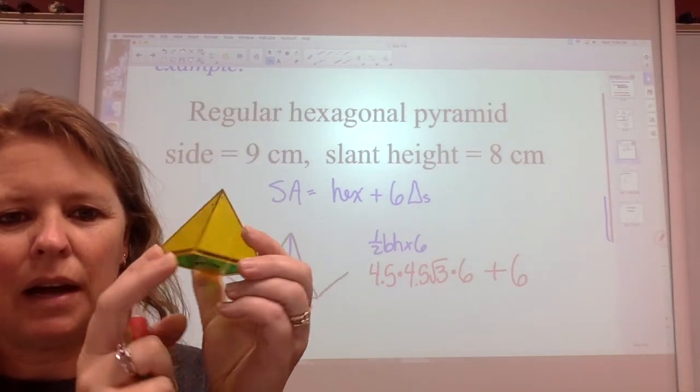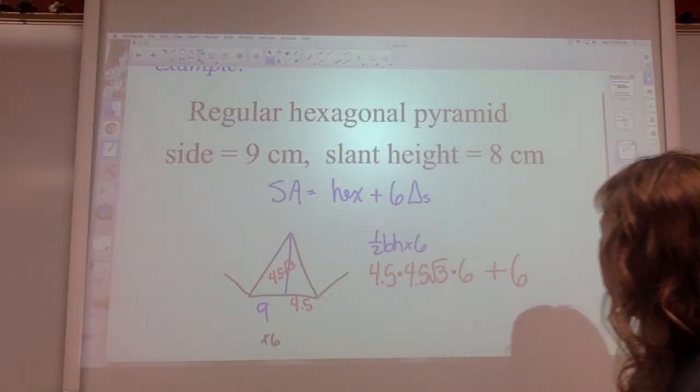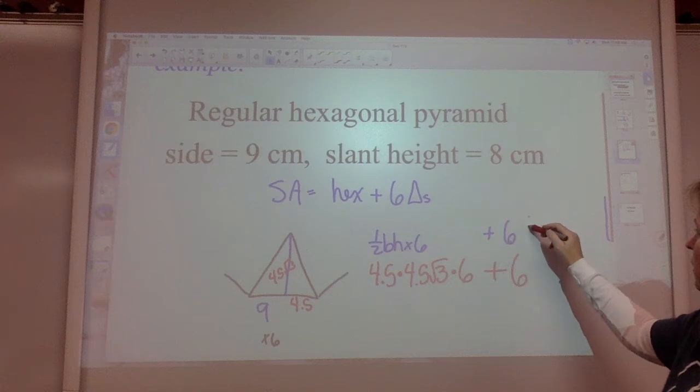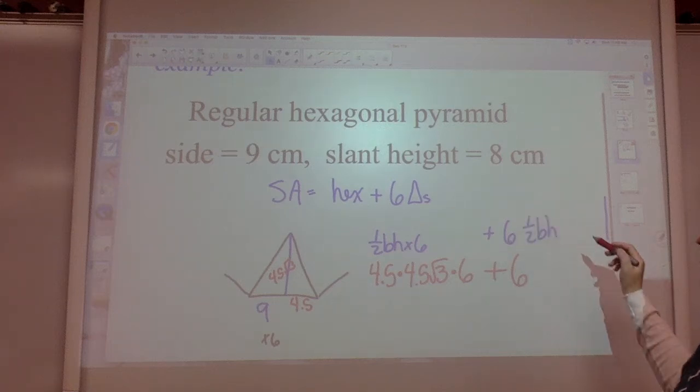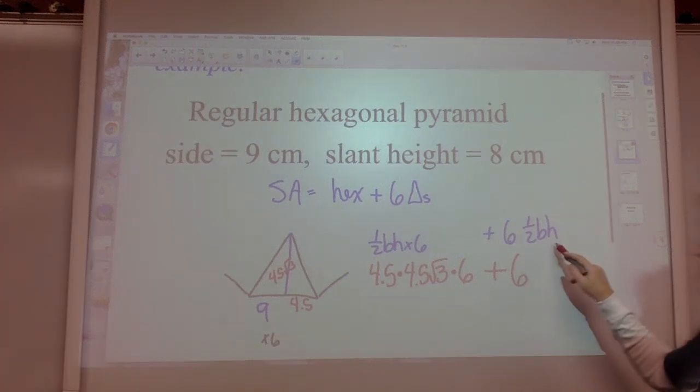They're not the same size as the triangles in the hexagon. We got to find all 6 of those. So we have to do 6 triangles at 1/2 base times height of each one of those triangles. Let's think about this height for a second.